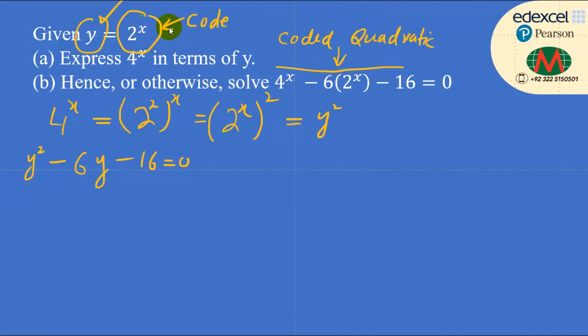Y is equal to 2^x, and there are different types of coded quadratic. Here we have used indices, so this is called an indices coded quadratic. Here 2^x is called indices, and we also call it an exponential function. If we write 2^x equal to y, this is called an exponential function as well, and we also call it an indices function. So we call it both an indices function as well as an exponential function, and we will see the properties of this exponential function in the next step of the question.